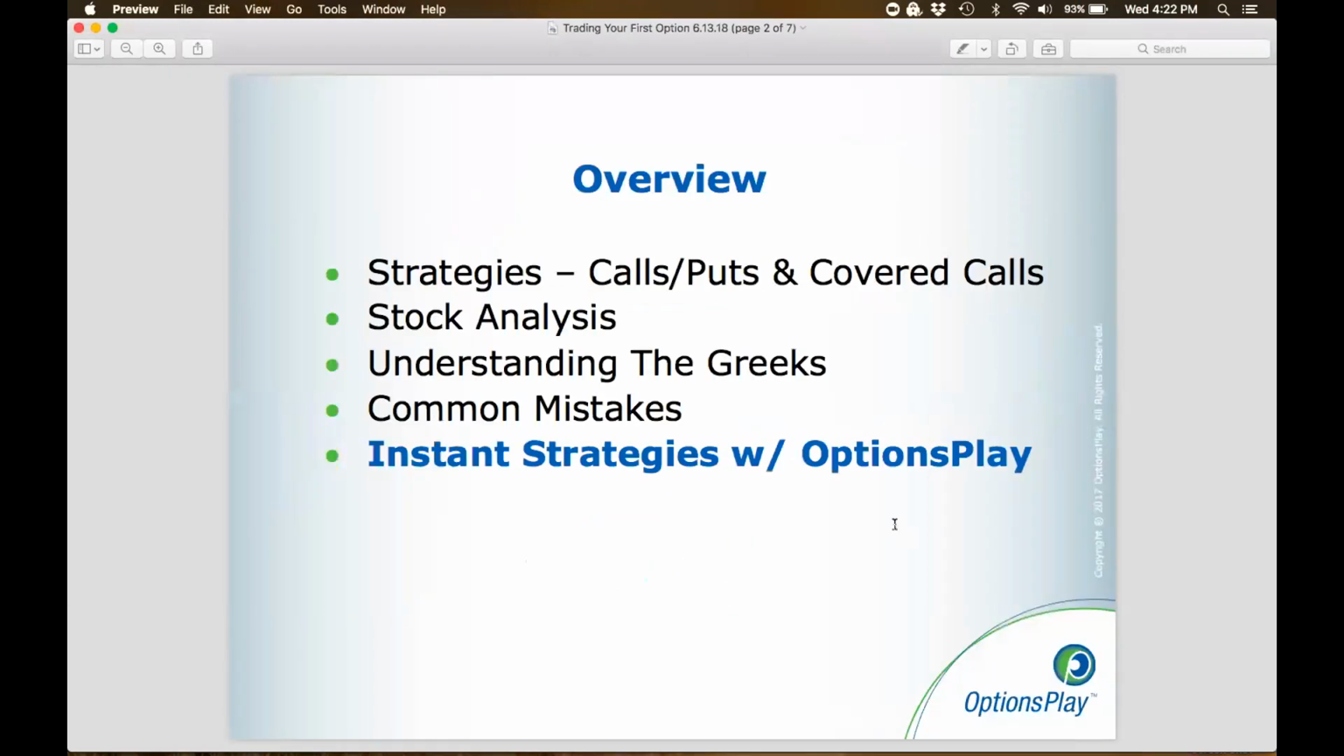Okay, so today what we'll cover is, number one, we'll talk about some of the basic strategies. The two I'm going to cover here today are buying calls and puts and selling covered calls. These are the two most popular strategies with traders, whether you're a beginner or advanced trader. I'll talk a little bit about the stock analysis piece, because before you can trade options, you must first have a view or an idea of the underlying stock. You can't trade options unless you first have a view on the underlying stock. Then what I want to cover is understanding the Greeks.